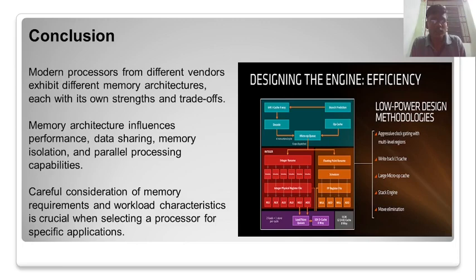Conclusion: modern processors from different vendors exhibit different memory architectures, each with its own strengths and trade-offs. Memory architecture influences performance, data sharing, memory isolation, and parallel processing capabilities. Careful consideration of memory requirements and workload characteristics is crucial when selecting a processor for specific applications.